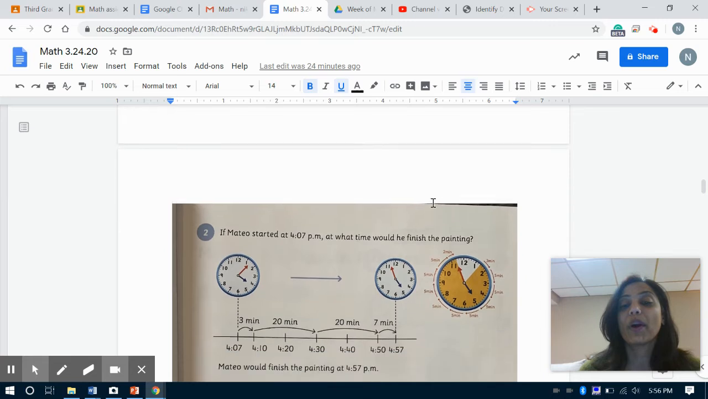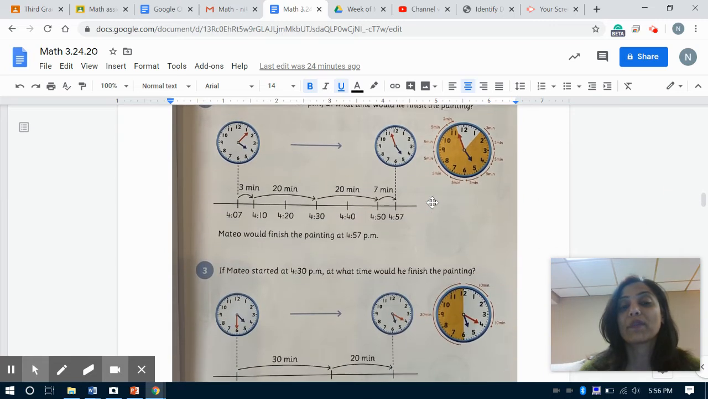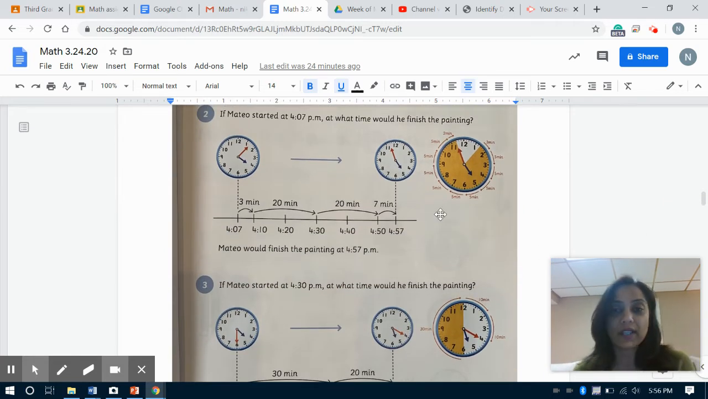Looking at the second part, so don't forget to scroll down. Sometimes if we don't scroll down, we don't see the entire document. If you started at 4:07, knowing that it takes Matteo 50 minutes, how long would it take him? So here's 4:07 on this number line.